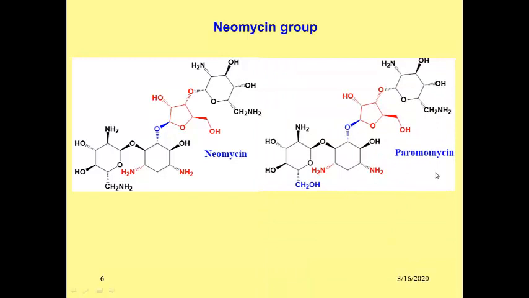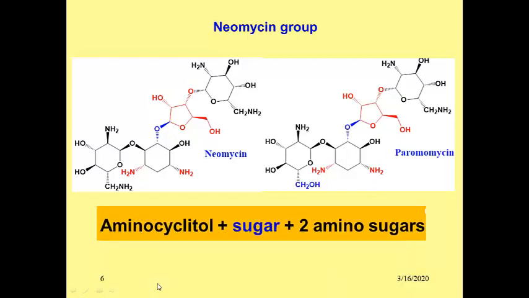The second member is bromomycin. This is the neomycin group: deoxystreptamine and 3 sugars. Aminocyclitol, sugar, ribose, and 2 amino sugars.